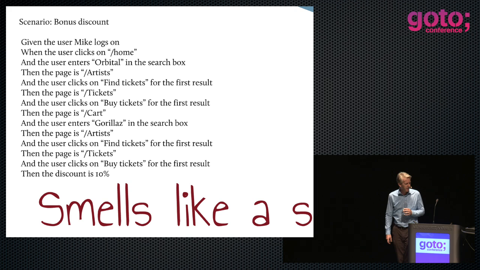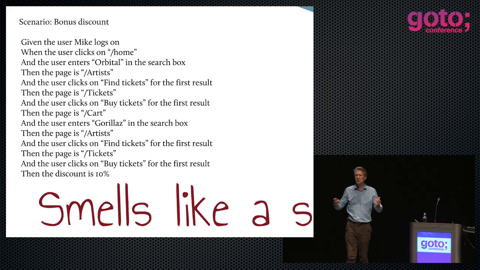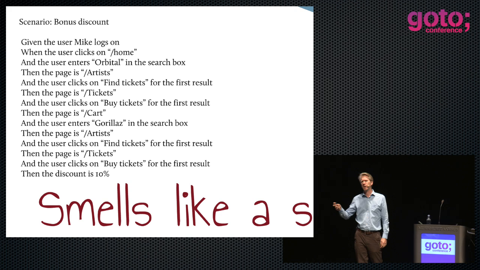And it's all sorts of things to do with some kind of shopping cart, so it looks like it's to do with buying music concert tickets or something like that. Very hard to even imagine what the route is. You have to read it several times to try and work out what is the flow going on. But then there's a little magical thing that pops out at the end of, oh, and I get a 10% discount.